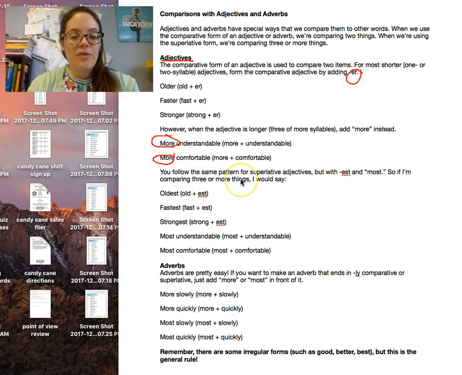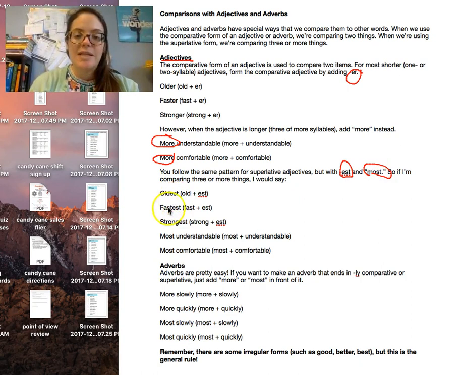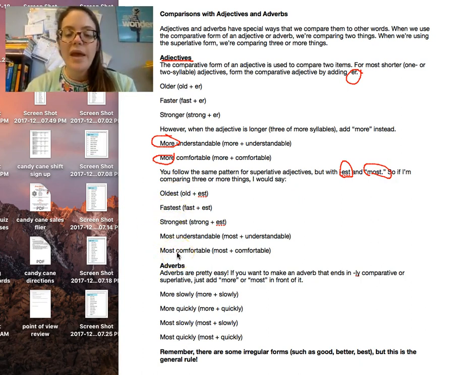Now, we follow the same pattern for superlative adjectives, but we use the est ending and most. So if I'm comparing three or more things, I would say oldest, fastest, strongest, most understandable, most comfortable. Now, adverbs are pretty easy. They follow mostly the same pattern. So if you want to make our most common adverbs, the ones that end in ly, comparative or superlative, you just say more or most. So more slowly, more quickly, most slowly, most quickly.